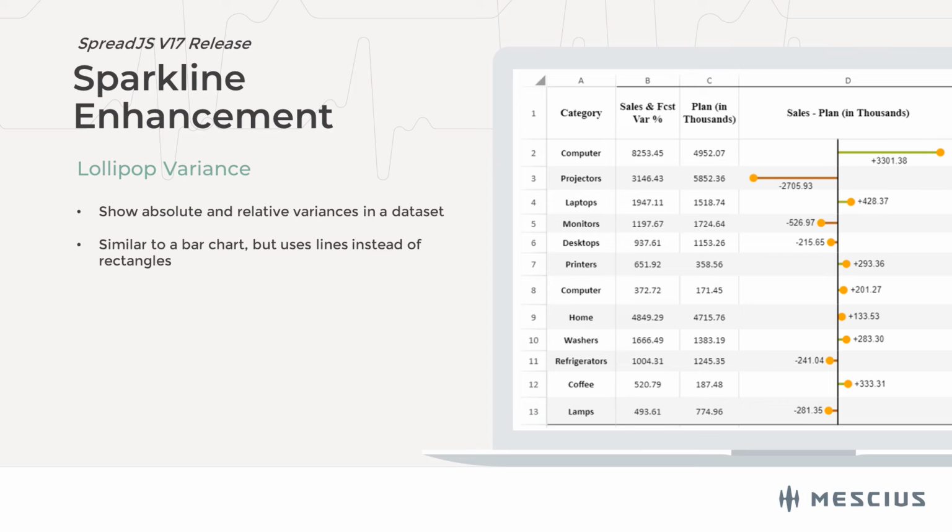SpreadJS v17 also introduces a new sparkline. The lollipop variance sparkline lets you show absolute and relative variances in a dataset. It is similar to a bar chart, but it reduces the display space by using lines instead of rectangles. As a result, they are more useful when dealing with large amounts of data.